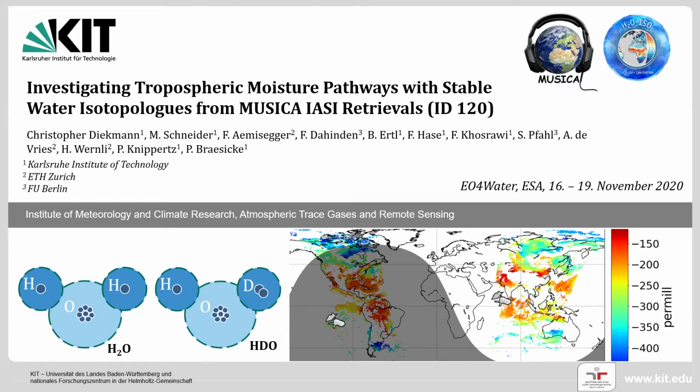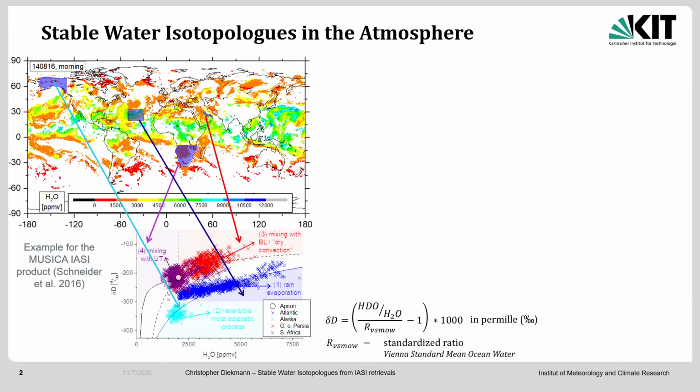If in a water molecule a single hydrogen atom is replaced by the heavier deuterium atom, then the stable water isotopologue HDO forms. As this leads to an increase of the molecular mass and binding energies, HDO evaporates slower and condenses faster than H2O. This creates differences in the atmospheric distributions that are both detectable from space.